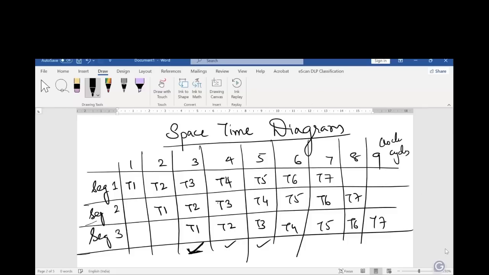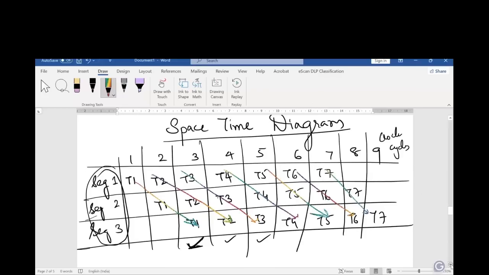So this is known as a space-time diagram, where on the left-hand side you show the segments, on the horizontal axis you show the clock cycles, and in between you show the tasks. The tasks move like this: segment 1, segment 2, segment 3; segment 1, 2, 3. And it's because of this that we are able to complete.